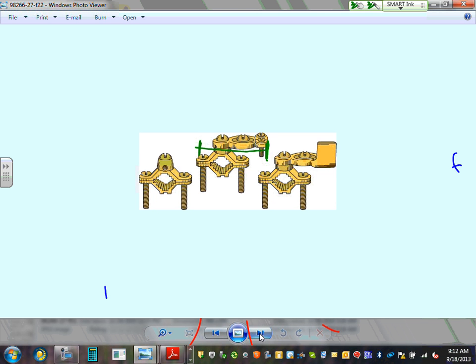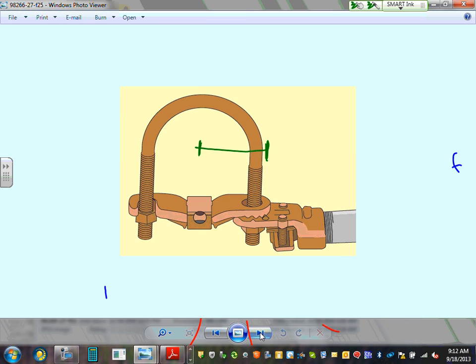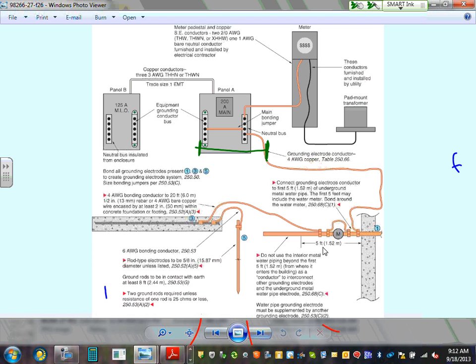Here's all the hardware that you can use for bonding to a pipe, different hardware that you can use, clamps and so forth. What's in it for you guys when it comes to grounding and bonding? The more hardware you know, the better you will be.